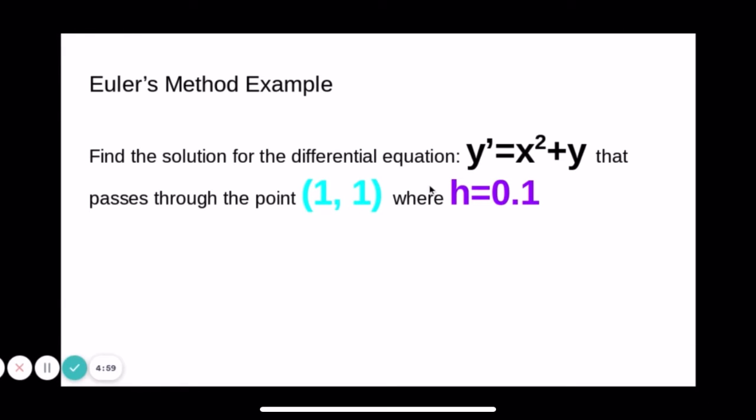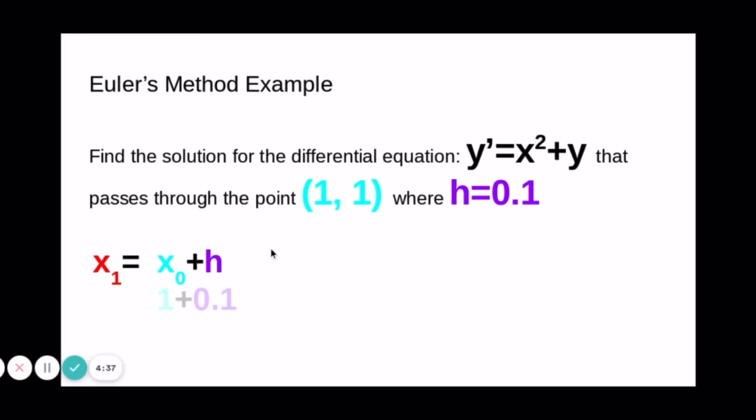So we have our starting x and y value, our starting point. Now we have to find our second point. To find our second point, we can use the same process as illustrated on the previous slide, where we take x1 equals x0 plus h. We plug in our x0 and our h, and we simplify. Our new x value is 1.1.